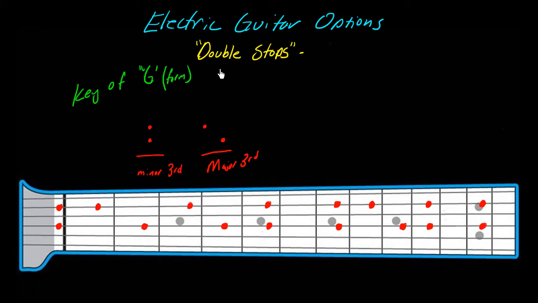Another option you have for guitar using double stops is a concept known as sixths. It's not talked about and it's not used too much in modern music, but it is something that you can do. And so I want to go over it with you.